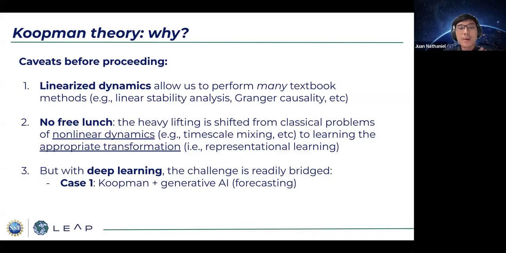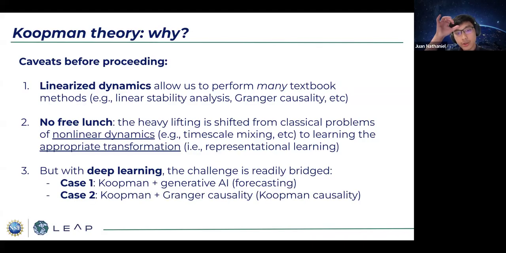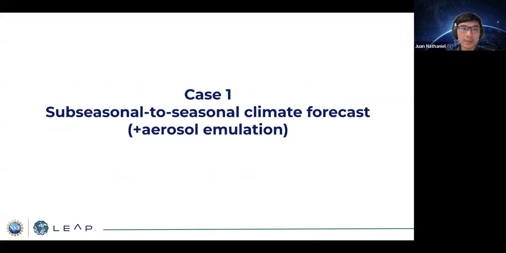So I'm going to discuss a little bit about two use cases of this operator learning. First is Koopman plus generative AI. I'm going to set it up in the context of forecasting problems. I'll also set it up for an emulation problem for aerosols. And two is, if we have time, I'll also try to link it to one of the recent works that we are doing, to bridge this gap of Koopman plus Granger causality. So we define a new class of causal inference called Koopman causality.